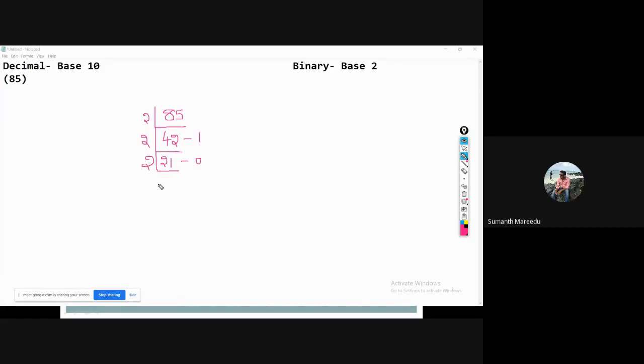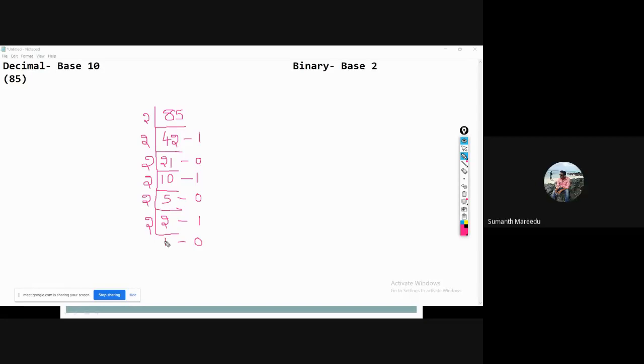Divide 21 with 2 again. 10 times. The remainder is 1. Again divide 10 with 2. 5 times. Remainder is 0. Then 2 times. Remainder is 1. Still I can divide. 1 time. Remainder is 0. I can't divide 1 with 2 further, right? So I'll stop it.